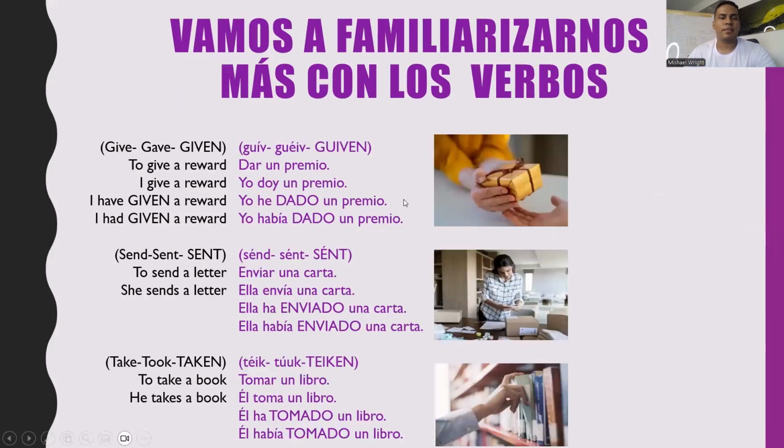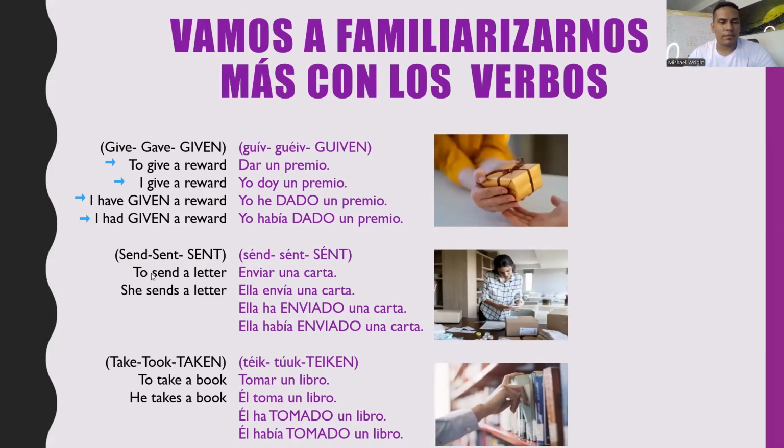Let's try the exercise. So look, you say give, gave, given. To give a reward: I give a reward in present. I have given a reward, that is present perfect with the past participle. Then, I had given a reward. I have is yo he, I had, yo había. So to send a letter, which is infinitive, she sends a letter, present.